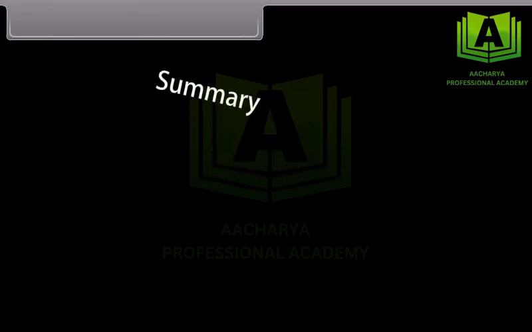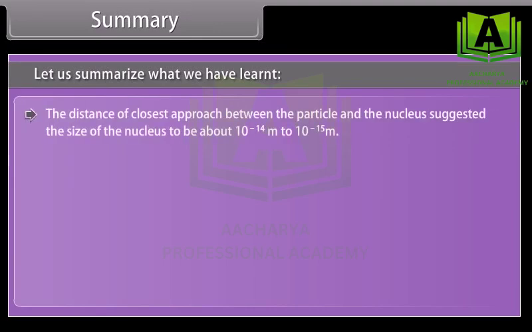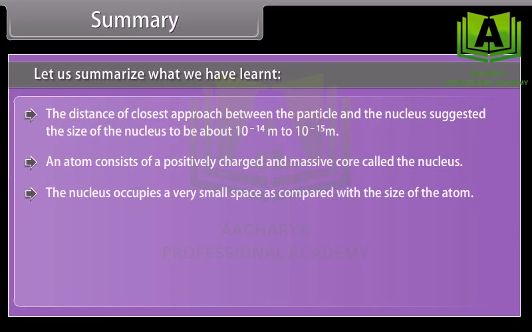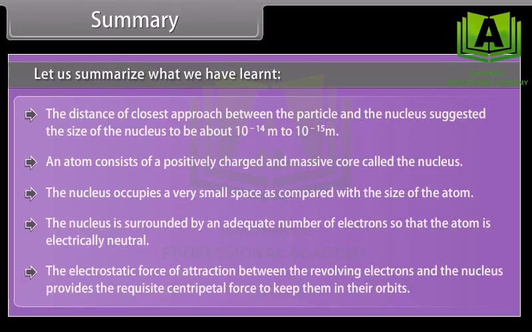Summary. Let us summarize what we have learned. The distance of closest approach between the alpha particle and the nucleus suggested the size of the nucleus to be about 10 raised to the power minus 14 meter to 10 raised to the power minus 15 meter. An atom consists of a positively charged and massive core called the nucleus. The nucleus occupies a very small space as compared with the size of the atom. The nucleus is surrounded by an adequate number of electrons so that the atom is electrically neutral. The electrostatic force of attraction between the revolving electrons and the nucleus provides the requisite centripetal force to keep them in their orbits.